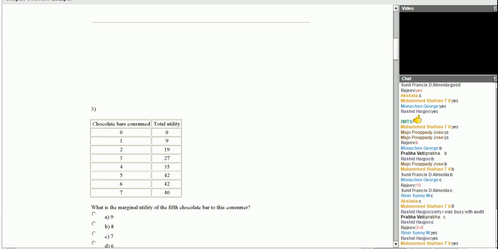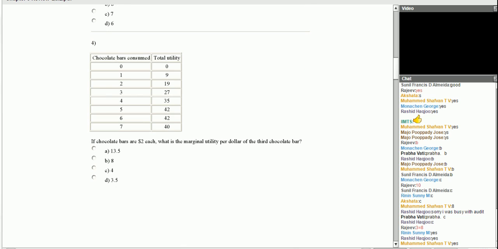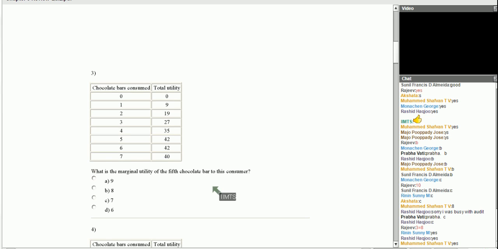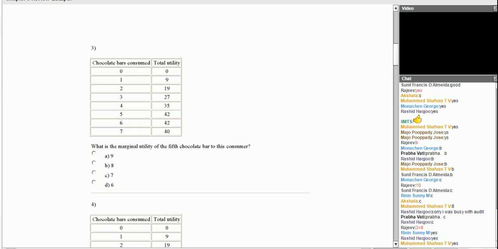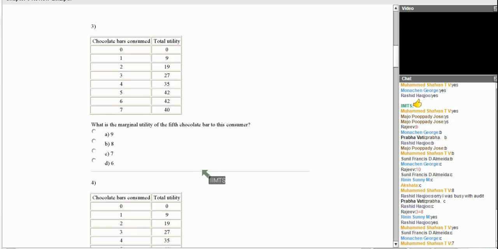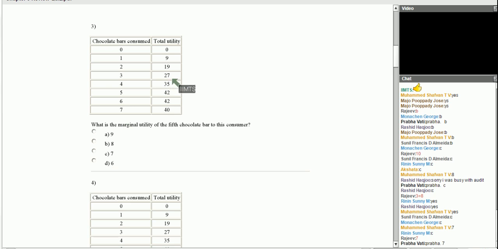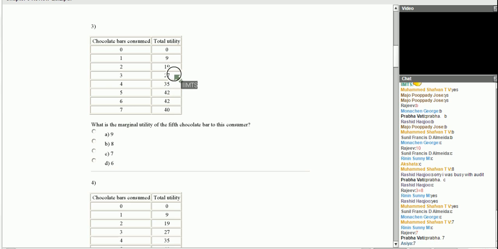Now the third one is, what is the marginal utility of the fifth chocolate bar? The fifth one, we have to tell. Yes, it's very simple. The answer is C, 7. It's the fifth one, it's 42 minus 35, that is 7.